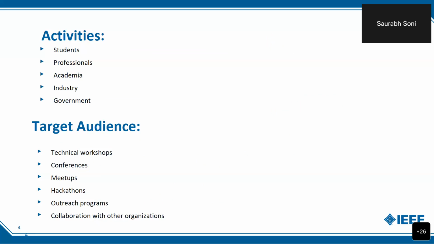Because the activities have to be performed for the students, professionals, academia, industry and government. Why these parameters, why are five groups involved? Because any project will directly or indirectly involve these professionals. And how these professionals will be helpful is step by step.